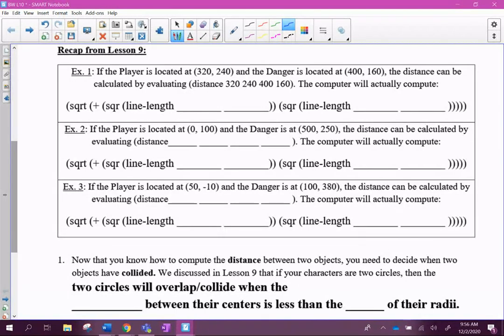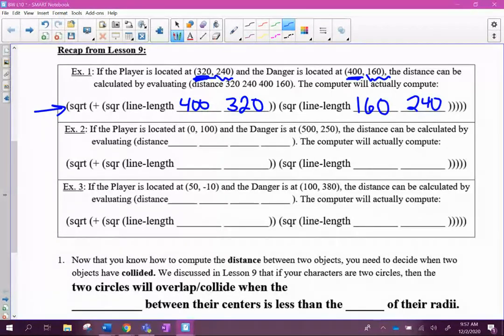Now the computer, when we enter that code, is actually going to compute all of this. So it's going to do the distance formula. Remember, square root of the sum of the squares of two differences. So the first thing is my x values. If we look at these, my x values are 400 and 320. And then the second thing is the difference of the y values. So since we started with 400, we have to start with 160 and then 240.